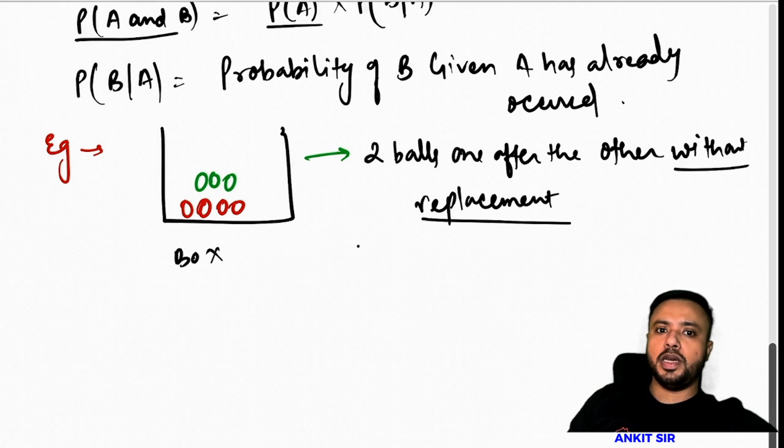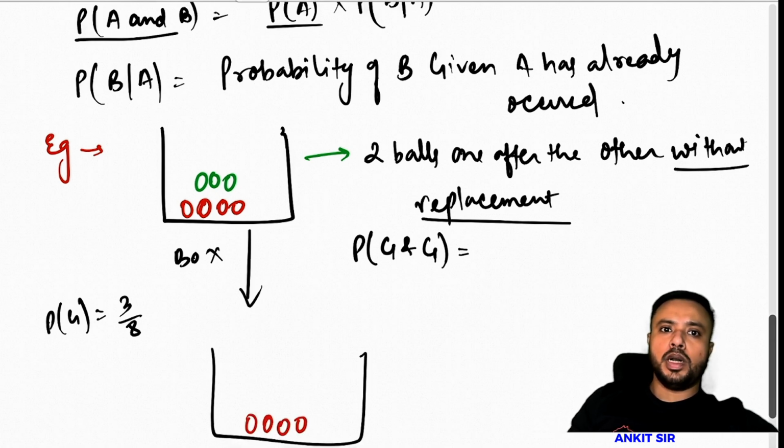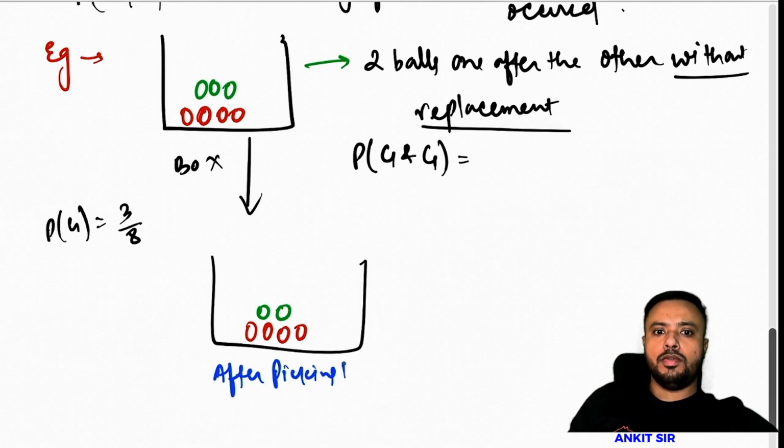So what is the probability that we will get two green balls? Meaning in both picks I'm going to get green balls. Please understand, guys, the probability of getting a green ball in the first pick is 3 by 8. Now, after picking the first ball as green, in the box we will now have four red balls, but the green balls are going to be reduced by 1.